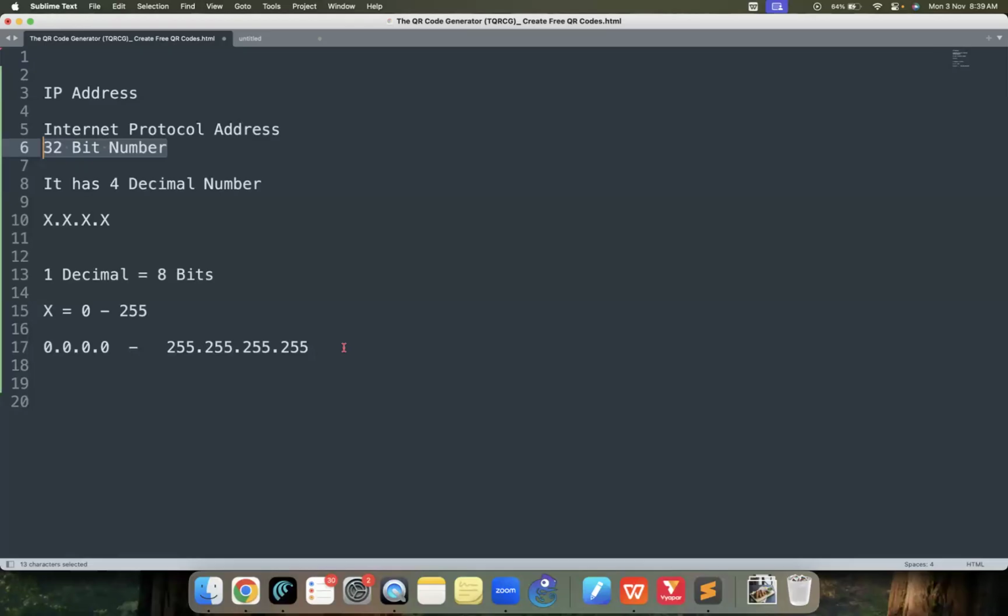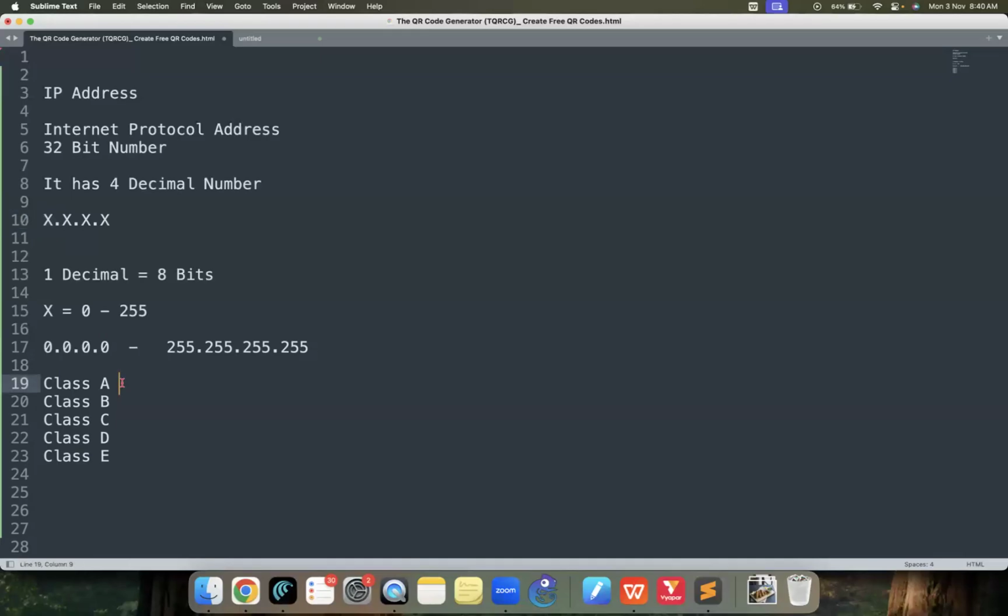Clear? Initially, when the IP address was introduced, the entire IP block was part of a single network. Later on, when the company divided, we broke the entire network into 5 pieces and named them class A, class B, class C, class D, and class E. How are we breaking it? Based on the first number. Based on the first number value, we tell whether it is class A, class B, class C, class D, or class E.